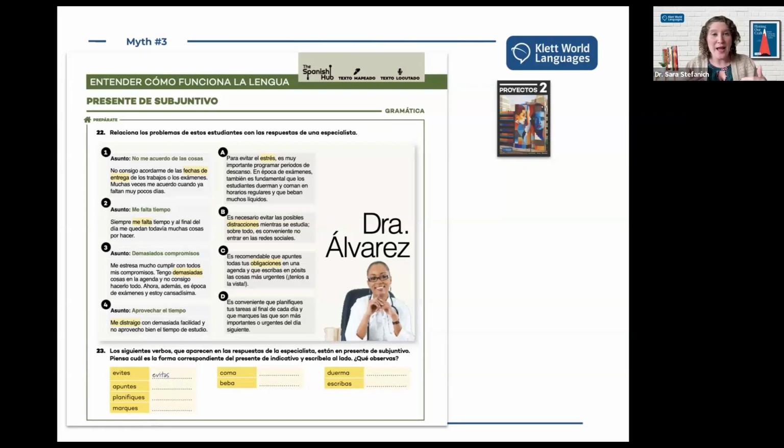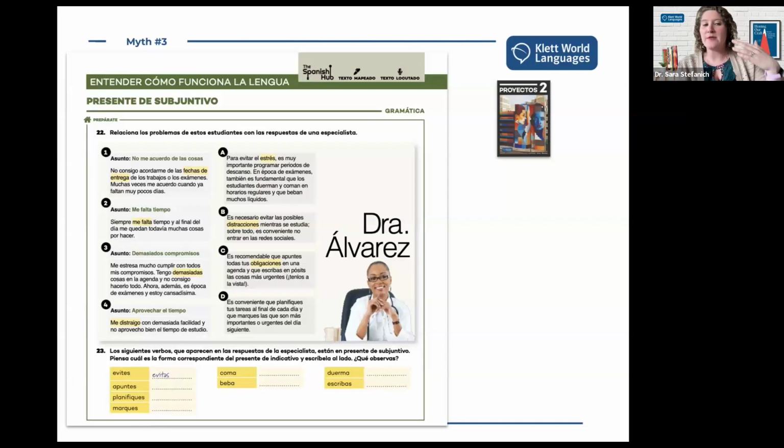So what we do next, in activity 23, is draw our students' attention to the fact that something new is happening here. And I actually really like the way that this is phrased. It says, these verbs that you see, the ones in the dark yellow, are all found in the responses of the specialist. These are all in the recommendations and the solutions. And they're in this thing that's called the present subjunctive. And then it asks students, how do you normally see these verbs? What do they normally look like when you see them?